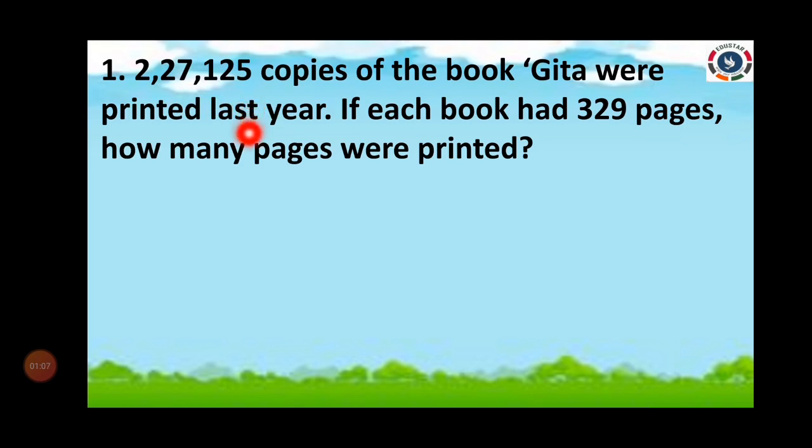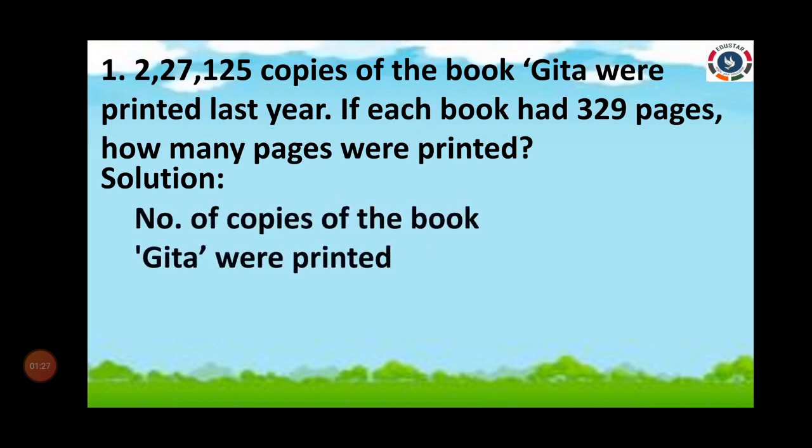Okay, first we have to write whatever is given. Write the solution. What is given first? We want to write: number of copies of the book Gita printed last year. So how many? 2,27,125. That we want to write.